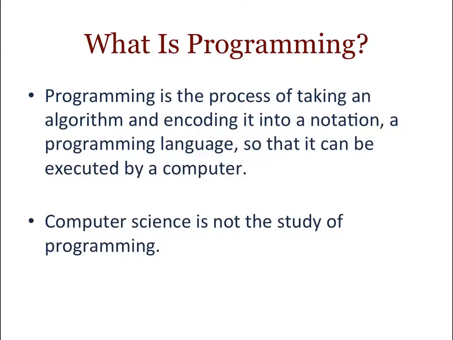So what is programming? Well, programming is the process of taking an algorithm and encoding it into a notation, which is a programming language, so that it can be executed by the computer. Computer science is actually not the study of programming. Sometimes there is a whole area of computer science which studies programming languages, but it's not really the study of actual programming. It's the process of developing algorithms. So that's going to be what's important.